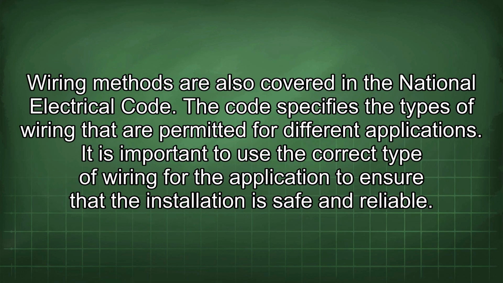Wiring methods are also covered in the National Electrical Code. The code specifies the types of wiring that are permitted for different applications. It is important to use the correct type of wiring for the application to ensure that the installation is safe and reliable.